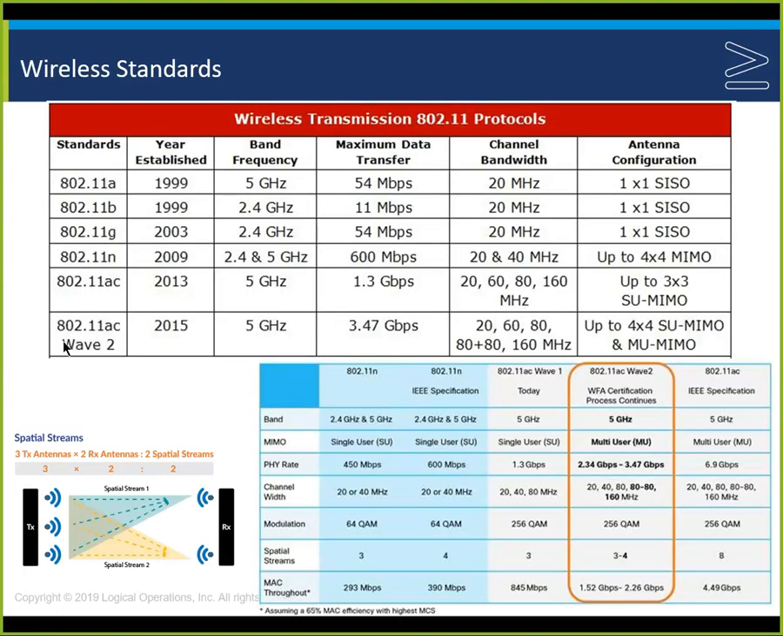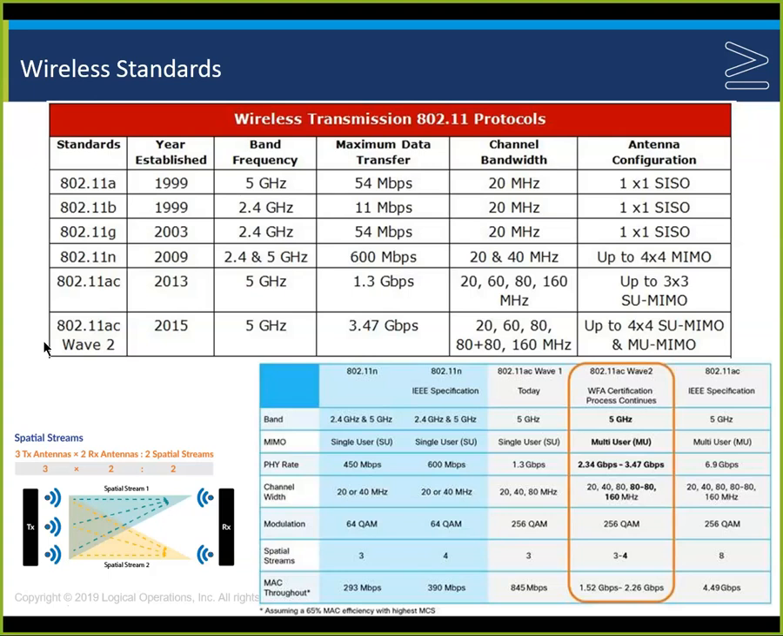So then we have the 802.11ac uses only the 5 gig, but it's 1.3 gigabits, and the channel bandwidth 20, 40, 80, 160, up to 3x3 for the antenna configuration. It's still a single user, but a multiple input, multiple output, where we can have multiple connections from our device to the access point to send data more than one at a time when we do these things.